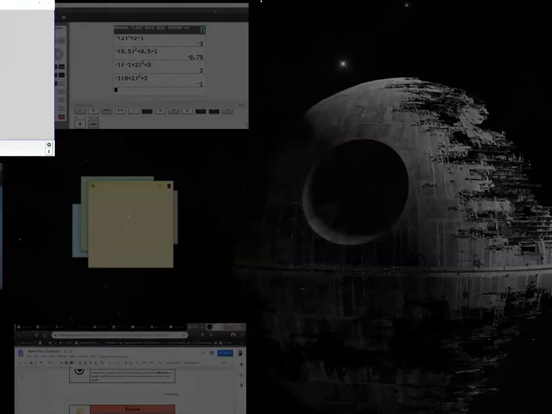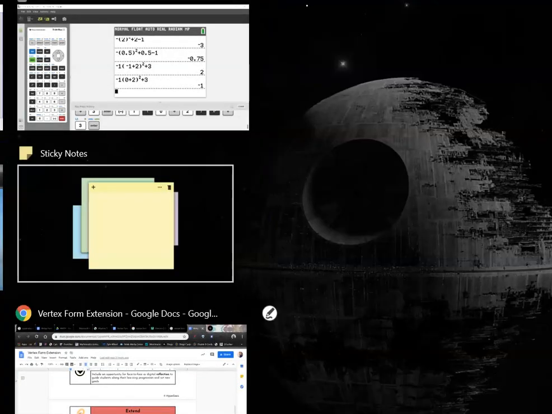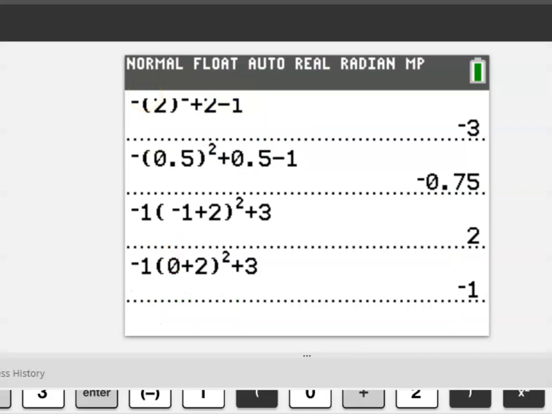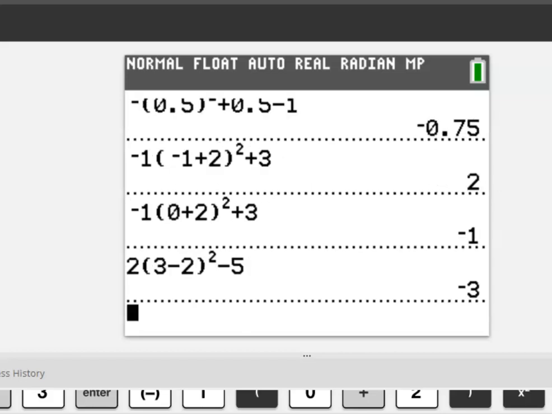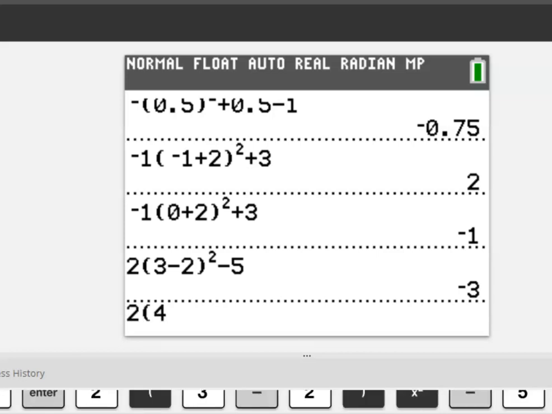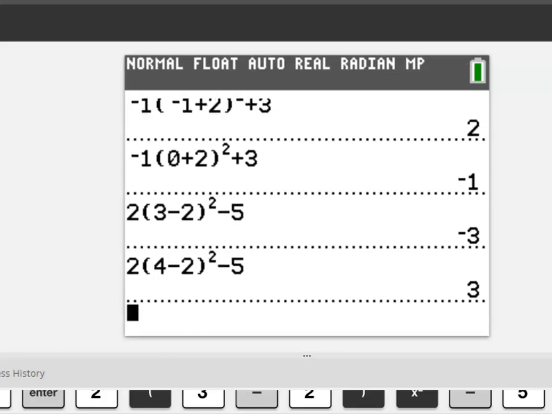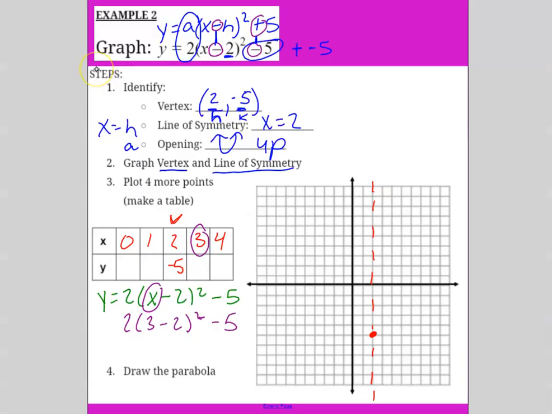If you would like, you can use your calculator. 2 times the quantity (3 minus 2) squared minus 5 equals -3. And then we can do the next one. We'll have to put 4 in for x. And we get +3. So we have -3 here and +3 there.